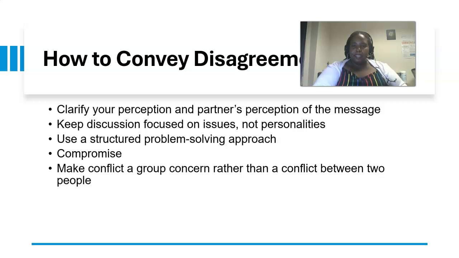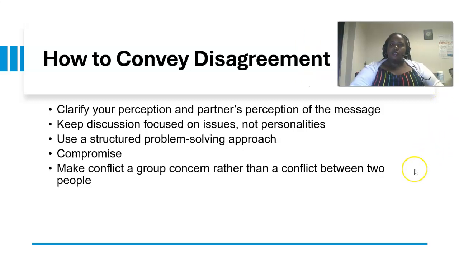There you go. But if we are in a disagreement, how can we convey disagreement? Well, first, we don't want to be defensive. So we want to clarify our position and our partner's perception of the message. With paraphrasing and active listening, we're able to clearly express our perspectives and try to understand the perspectives of the person with the opposing viewpoint. Keep the discussion focused on the issues, not the personalities.